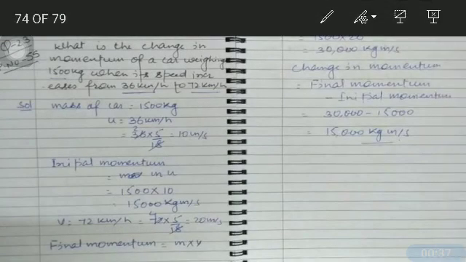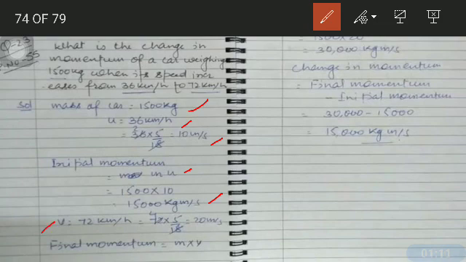Next sum is: what is the change in momentum of a car weighing 1500 kilograms when its speed increases from 36 kilometers per hour to 72 kilometers per hour? So the mass of the car is given, 1500 kilograms, and the initial velocity is given, 36 kilometers per hour, which we convert into meter per second. Initial momentum will be based on initial velocity. So the formula will be mass into initial velocity, and it is 15,000 kilogram meter per second.